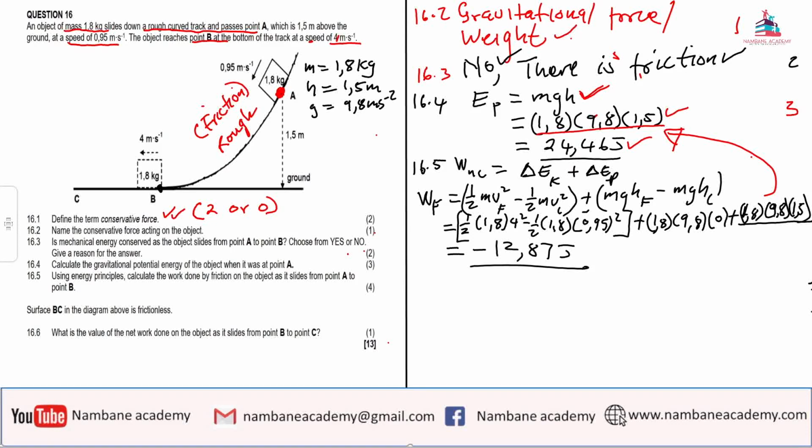Now, I don't see any hands or comments, so it basically says we are happy with that. Let's move and check now. It says surface BC in the diagram is frictionless. What will be the value of the net work done on the object as it slides between point B and C?